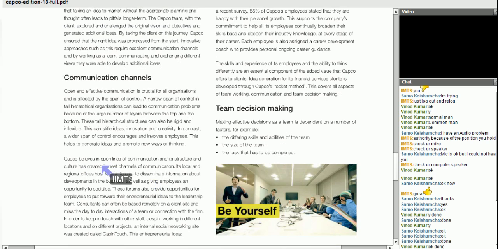So Capco believes in open lines of communication, and its structure and culture has created honest channels of communication. Its local and regional offices host regular forums to disseminate information about developments in the business, as well as giving employees an opportunity to socialize. This is really a very great idea.